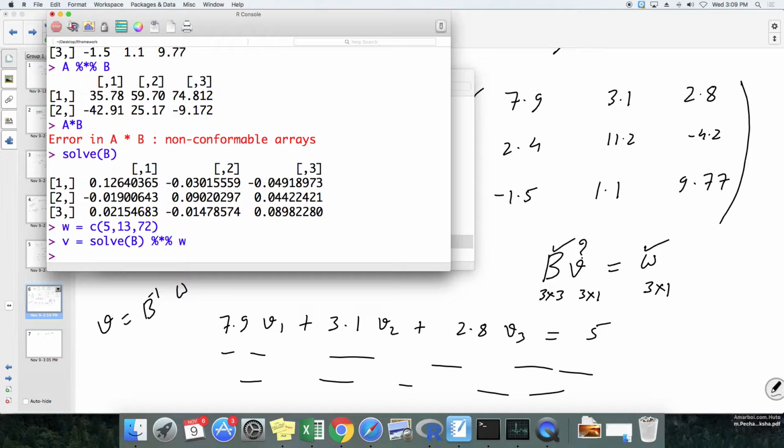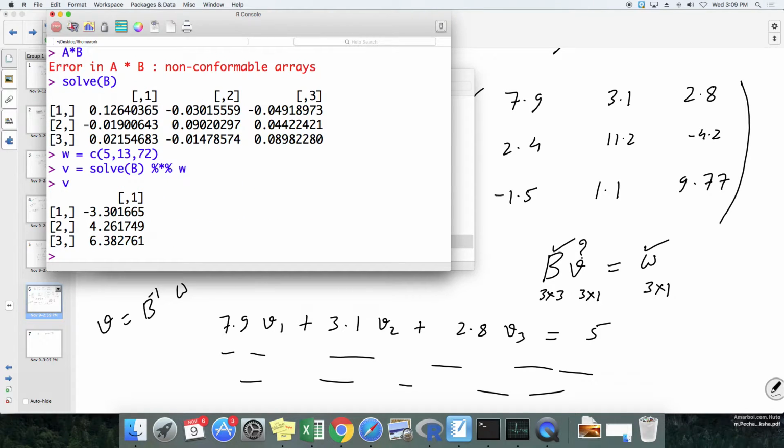So what's V? What are the solutions? V1 is minus 3.3016, V2 is 4.2617, and V3 is 6.3827.